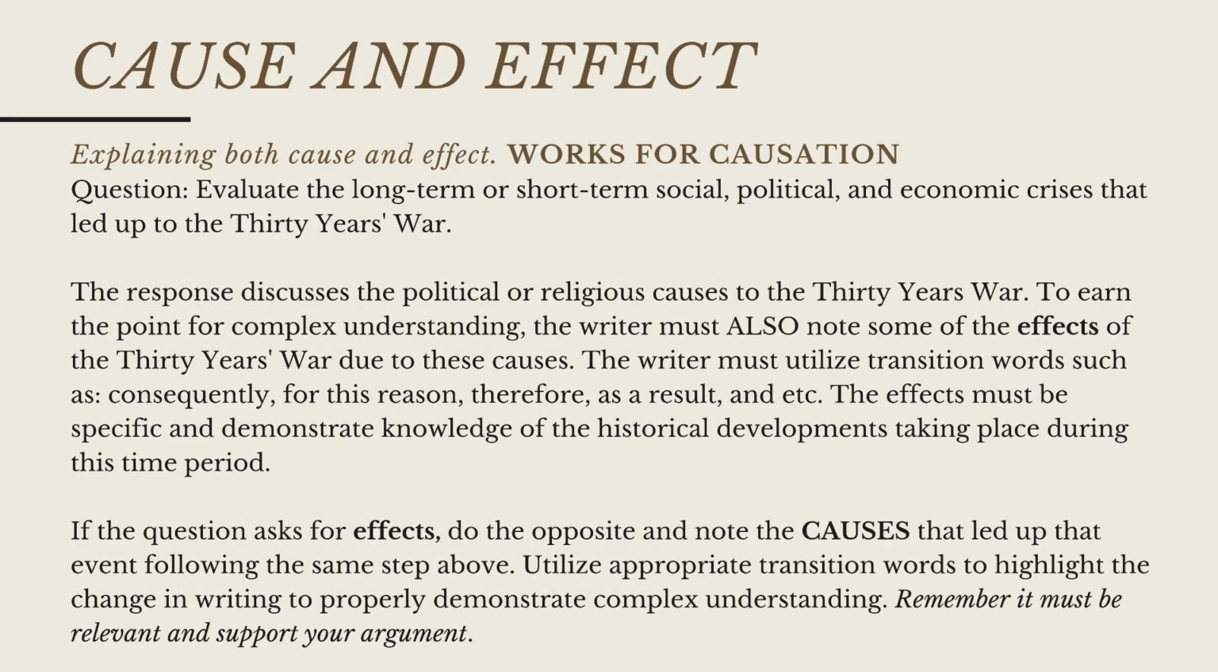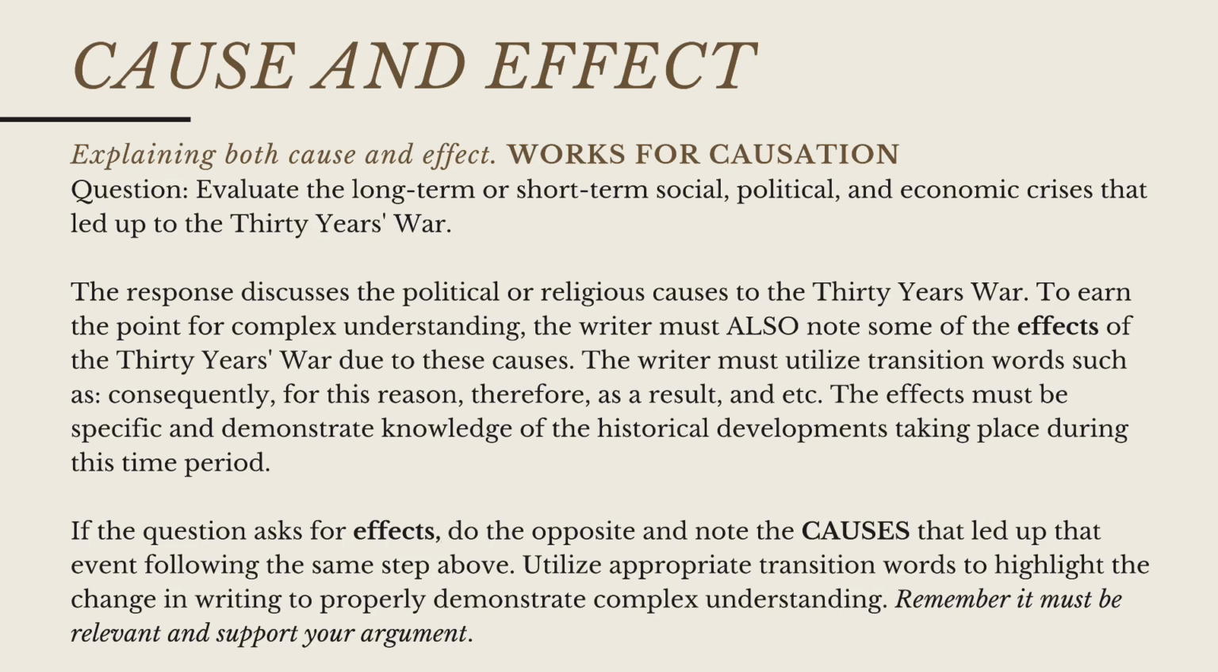Now let's jump in gaining the complex understanding point using the second method. First is cause and effect, which only works for causation questions. The question here is evaluate the long-term or short-term social, political, and economic crises that led up to the 30 Years' War. The response discusses the political or religious causes to the 30 Years' War. To earn the point for complex understanding, the writer must also note some of the effects of the 30 Years' War due to these causes.